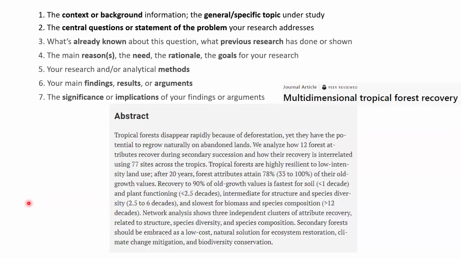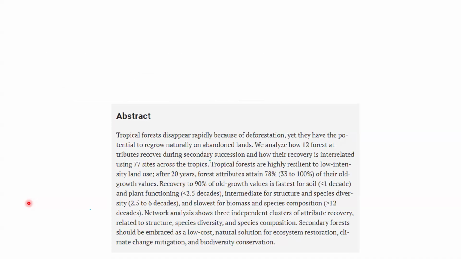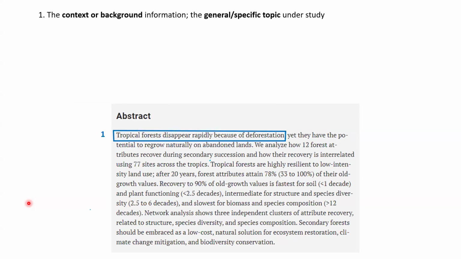Take another example here, right? This article is again taken from a journal, Multidimensional Tropical Forest Recovery. Now there's no time for us to go through this. Now say the first one, the context or the background. Tropical forests disappear rapidly because of deforestation. Now he's looking at tropical forests and deforestation and the impact of deforestation. So background is given just by a very short sentence. Now the word "yet" sets the stage to put the central question forward, right?